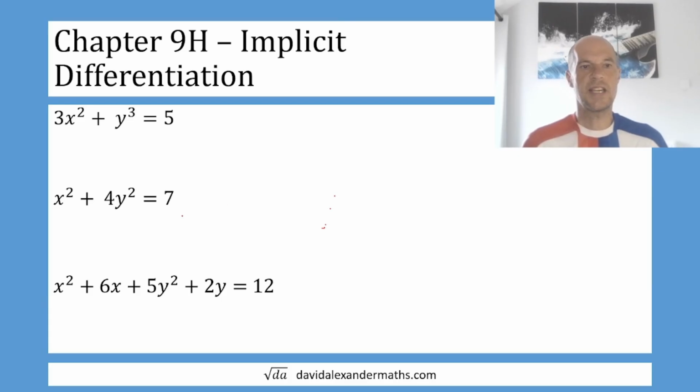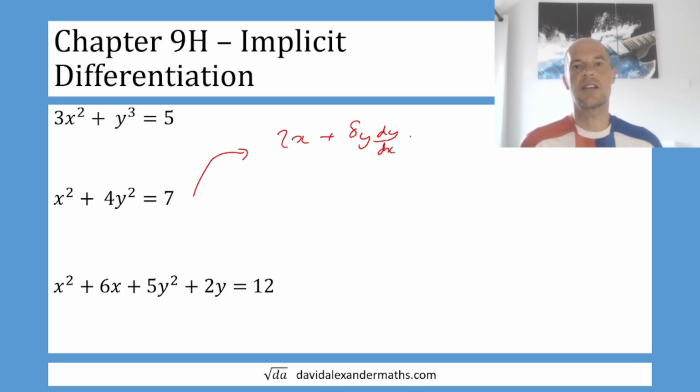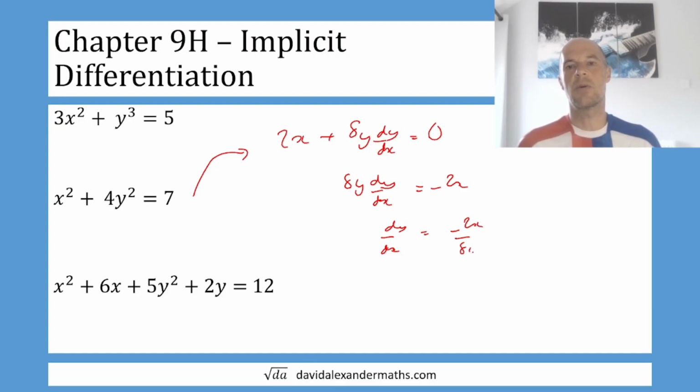Okay, let's just get rid of all the ink. So the next one, x squared becomes 2x, 4y squared, that becomes 4 times 2 is 8, 8y dy by dx equals 0. So 8y dy by dx is negative 2x, so therefore dy by dx is negative 2x over 8y, or negative x over 4y.